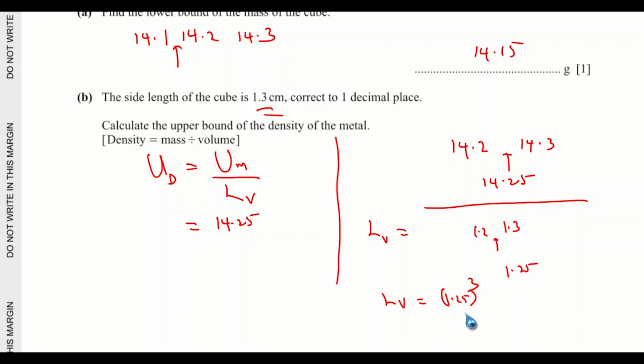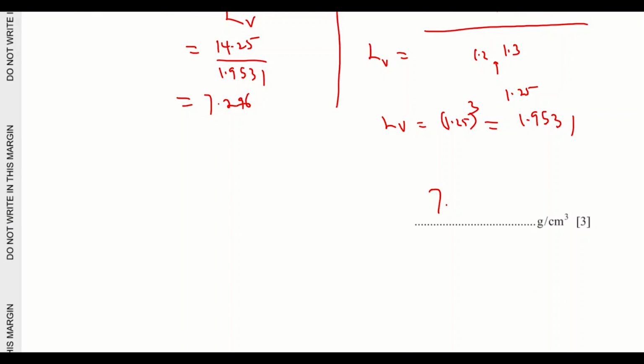So this will be equal to 1.9531. So we can now complete this. 14.25 divided by 1.9531. This is pretty easy. Then this will give us 7.296. Okay, so this will be the answer. So let's scroll down. 7.296. Okay, so let's go to the next question.